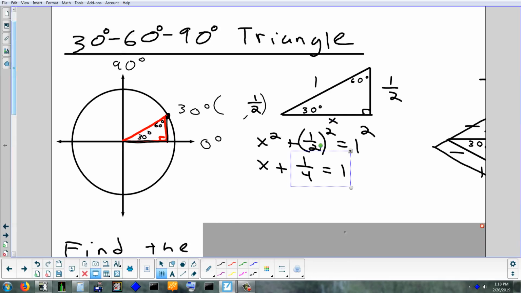Check. 3/4. And now I almost have x. I just have to do one more thing to get x by itself. Yep, take the square root. And earlier I told you how to do the square root of a fraction. What do you do?